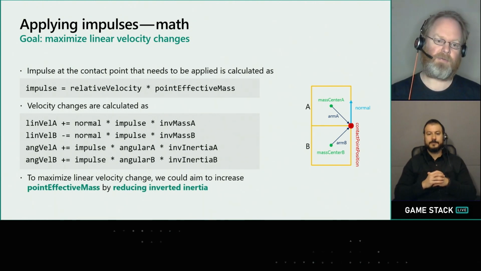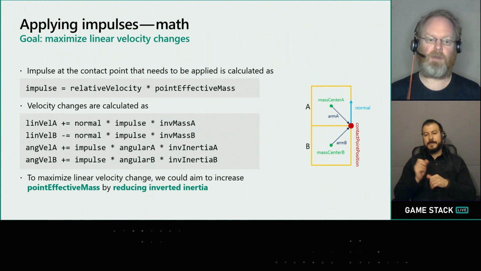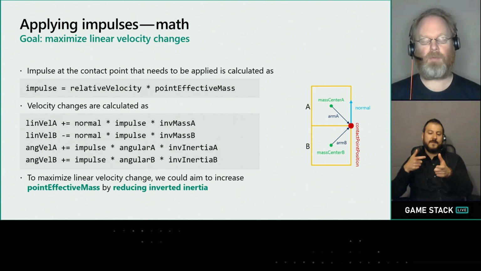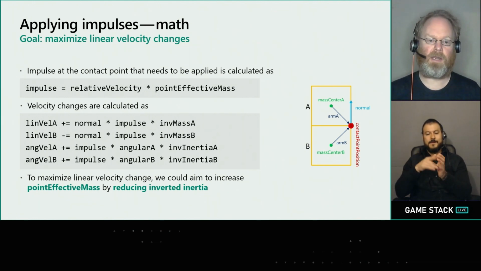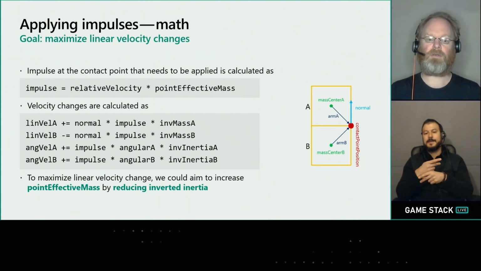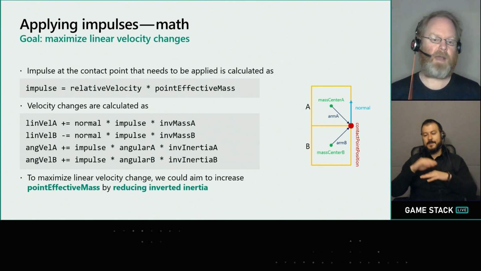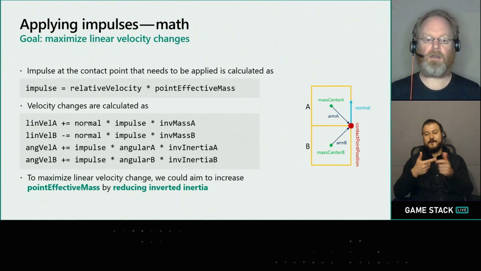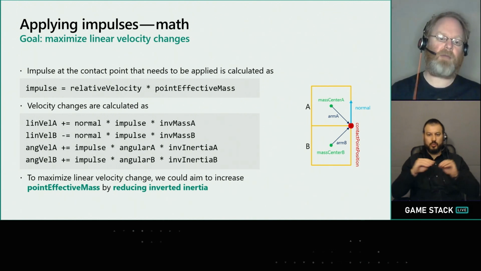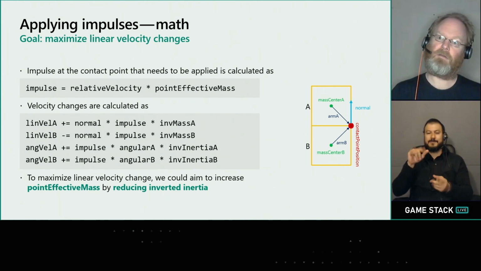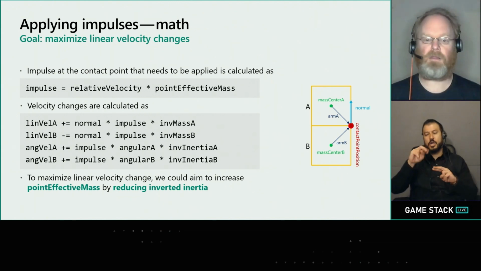Okay, so the impulse that we're going to calculate for a particular contact point is going to be based on that relative velocity between the bodies and that point effective mass that we've calculated. So the actual velocity changes both in linear and angular components. You can see that they're going to be based on the impulse that we calculate, the mass of the body for the linear components, and the inertia of the body for the angular components. And we want to reduce that point effective mass by reducing the inverted inertia or increasing the inertia.